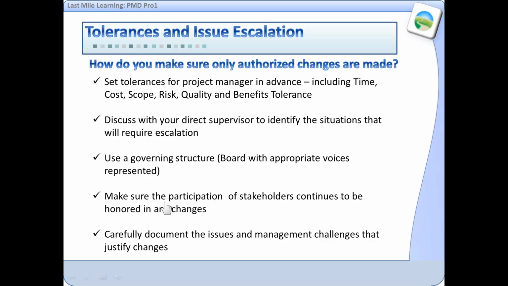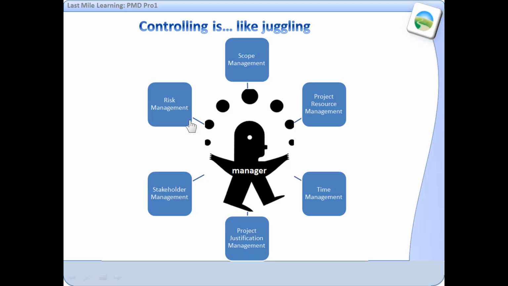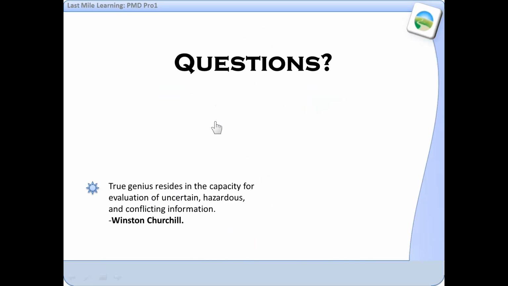So if you had a lot of participation during identification and design and the detailed planning, you can't just make changes without consulting with those stakeholders. Once again, think back to the RACI diagram. And then carefully document the issues and challenges that justify the changes. You could say that the controlling process is like juggling. If this is the project manager, the project manager's job is to control changes in scope, resources, time, justification, stakeholder management, and risk management.